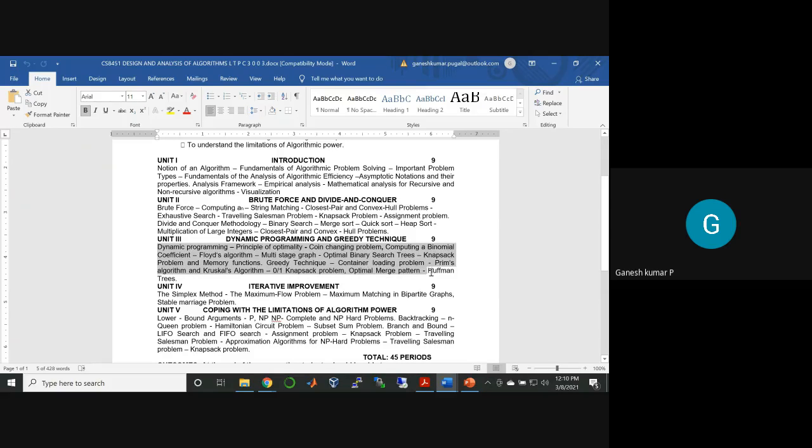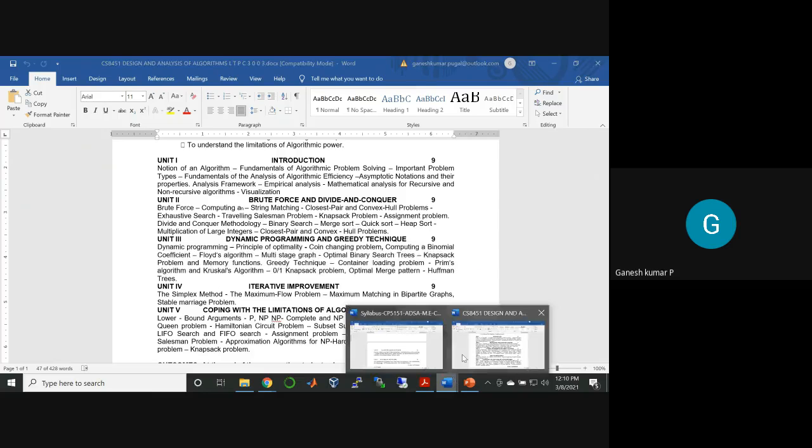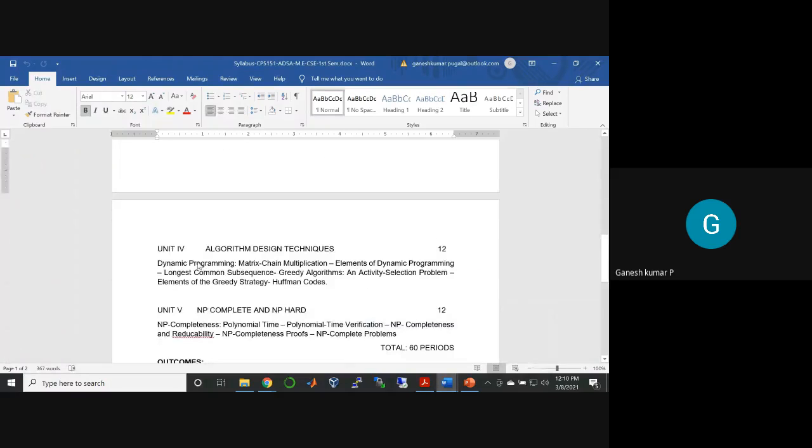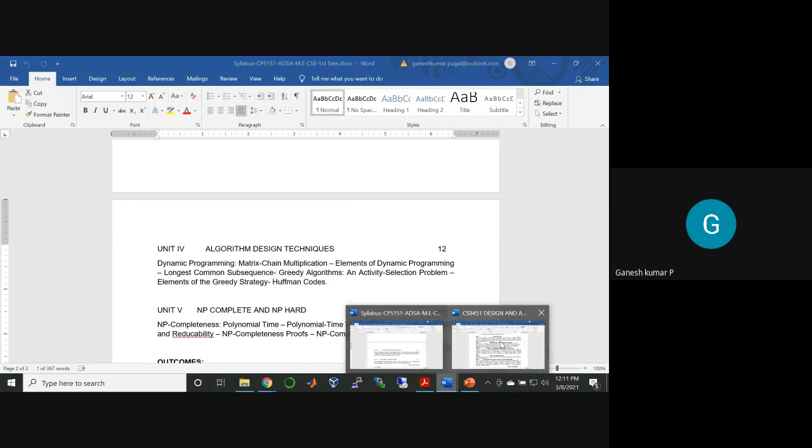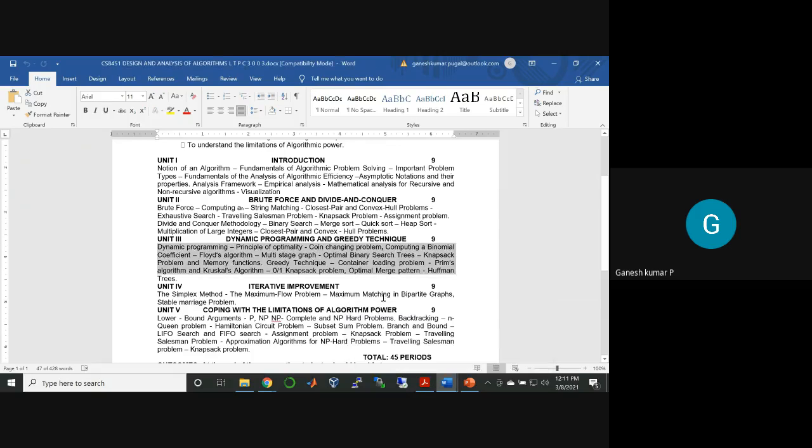If you look at the title, the title is bigger there, but the content is very little here. You could see that there are very few topics. For example, they have introduced dynamic programming, and under it they have two problems: one is matrix multiplication, another is longest common subsequence. Then they have introduced the greedy algorithm, and under it you have two problems: one is the activity selection problem, another is Huffman coding. That's it. Very, very simple compared with the UG syllabus. I don't know why. We are lucky to have such a simple syllabus.